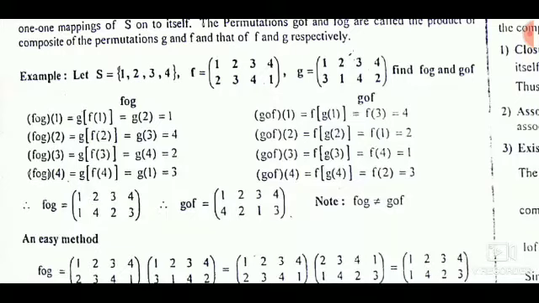Okay, so they asked f of g. It means multiply f to g. So how to multiply here? The multiplying is, for each point you have to see f of g. First take the point 1, then where it goes, and so on. I'll tell you here. Okay.